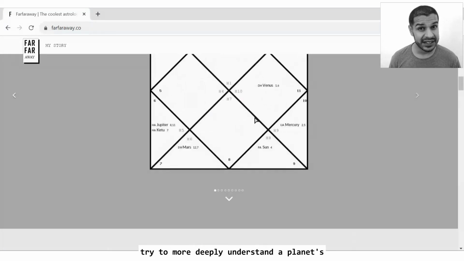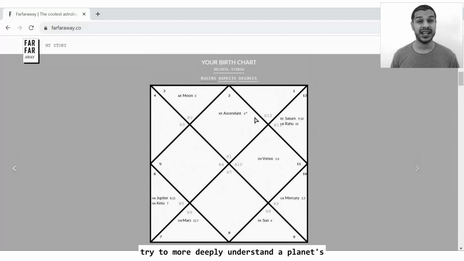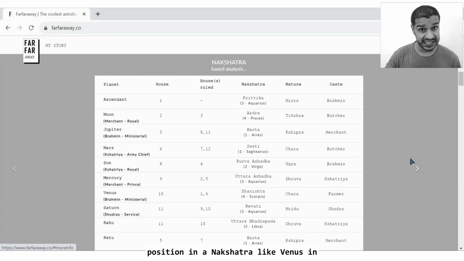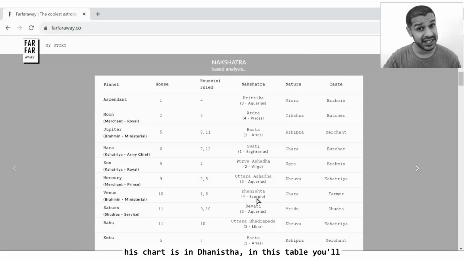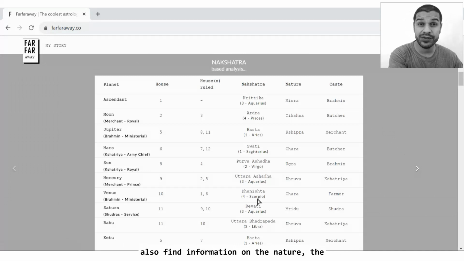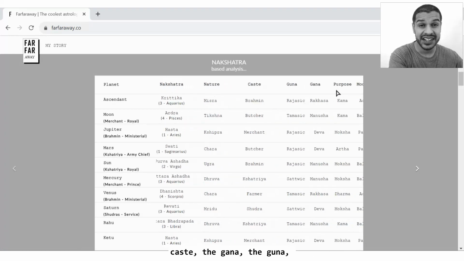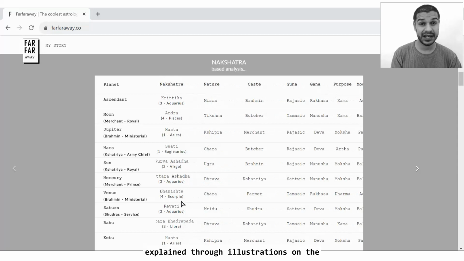Furthermore, you can try to more deeply understand a planet's position in a nakshatra. Like Venus in his chart is in Dhanishta. In this table you'll also find information on the nature, the caste, the guna, the gana. This information I have explained through illustrations on the YouTube channel if you're interested.